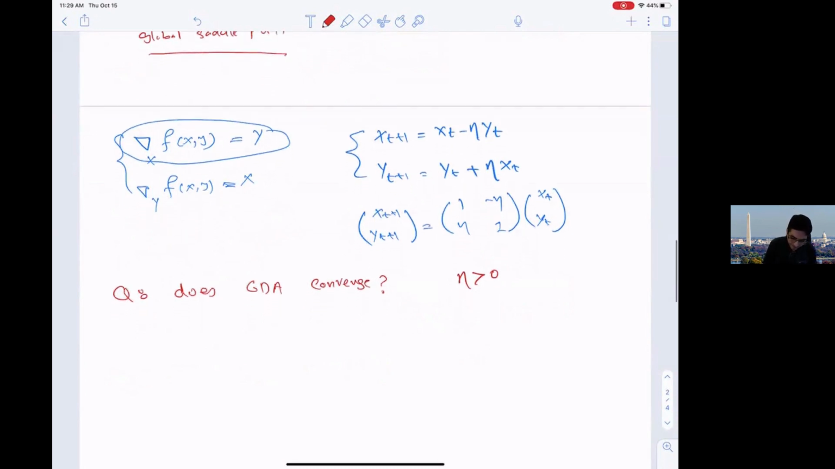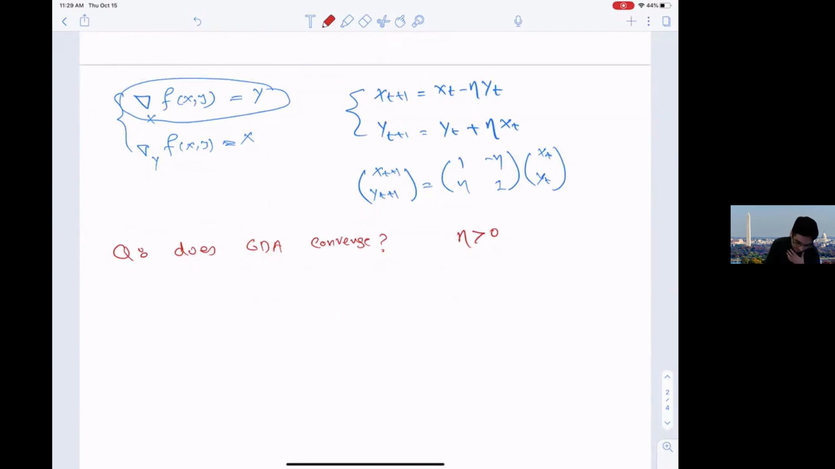Good. So let's build some intuition first about these updates. All right, so let's say this is my x-axis, this is my y-axis, and let's say I am at the point (1, 1). That's my (x_t, y_t). So x_{t+1} would be 1 minus eta, because of this update. And y_{t+1} would be 1 plus eta because of this update. So I'm going to go in this direction.